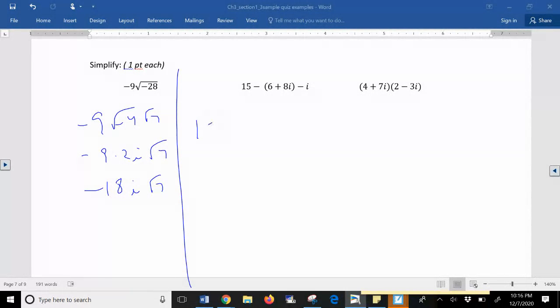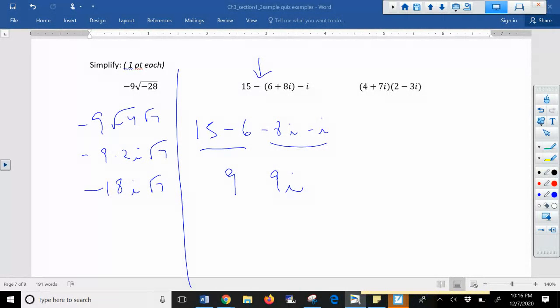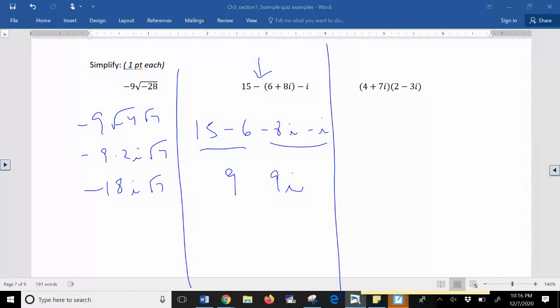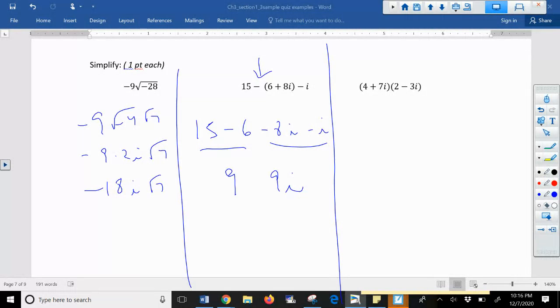The second one, 15 minus 6 minus 8i minus i, because distributing that negative over the 6 makes it -6 minus 8i. Combining like terms, 15 minus 6 is 9. -8i minus i is minus 9i. Sorry about the sign there. So that's minus 9i. And the last one, I would multiply however you're going to do the multiplication.